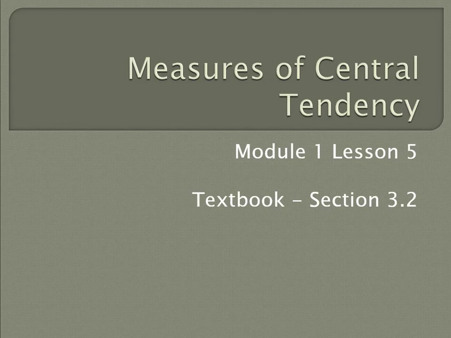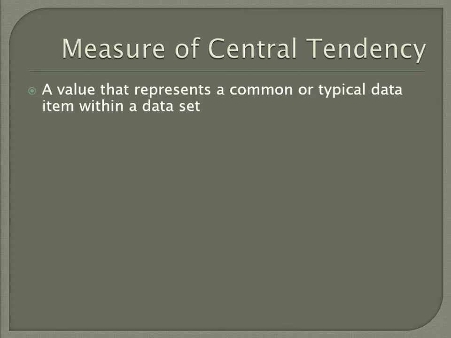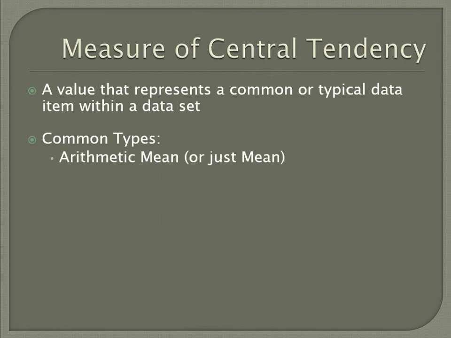Module 1, Lesson 5 covers measures of central tendency, and in your textbook, this is section 3.2. So, a measure of central tendency is a value that represents a common or typical data item within a data set. The most common types that we have, first would be the arithmetic mean, or in this class we'll actually just say the mean when we refer to it.